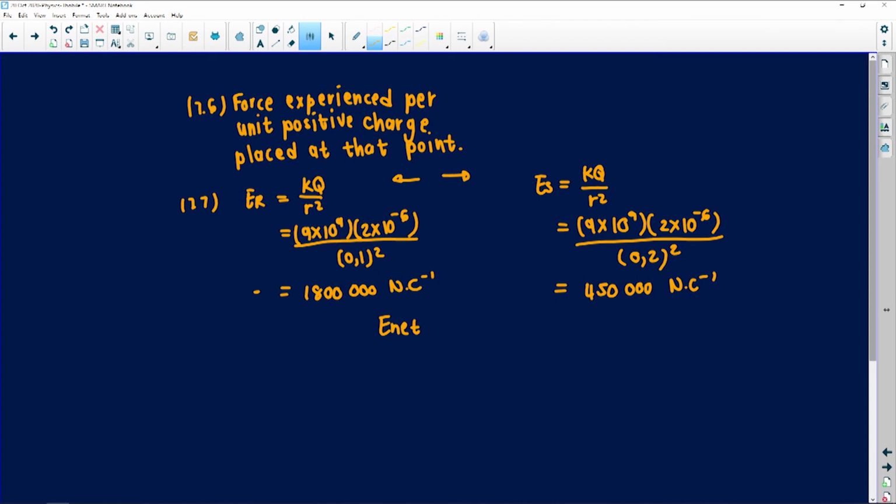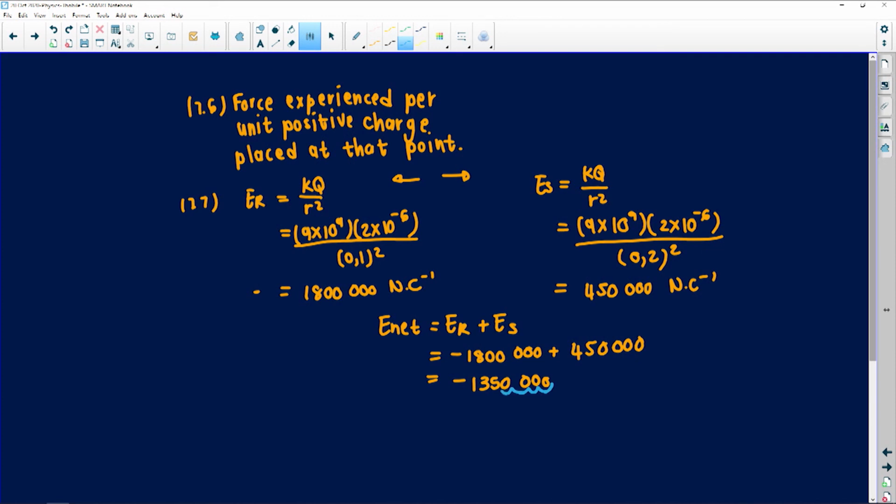Now, E net. I've chosen this one as a negative because I chose that side as positive and this side as negative. E net will be the electric field of R plus the electric field of S. E net, this one will be 1800,123 minus, this is plus 450,123. So the E net will give me negative 1350123. I'm going to teach you guys something here. I'm going to move my comma.